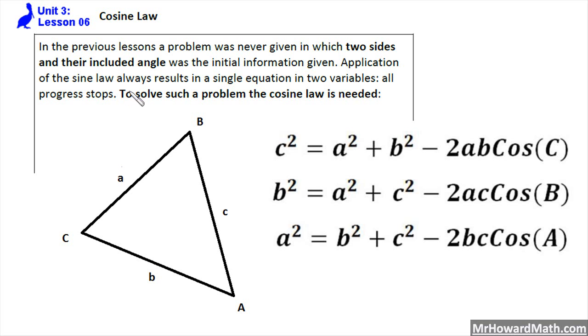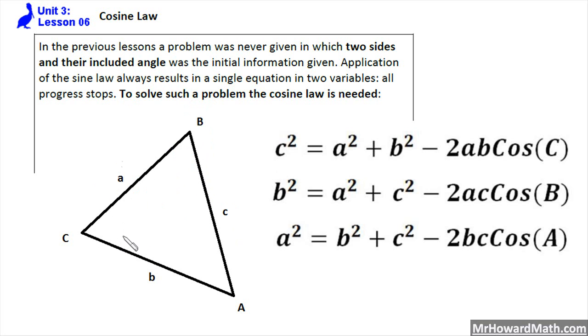appropriate when you're given two sides, say side A and C here, and the included angle for them, so the angle between the two sides. And that's what this is saying here. If we were using the sine law in this case, we would have to stop. We couldn't do anything because we'd be left with two variables.